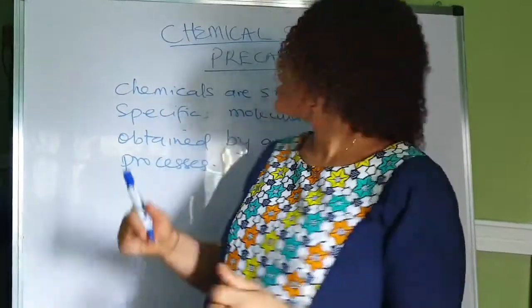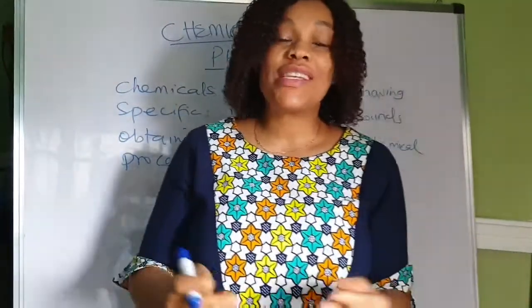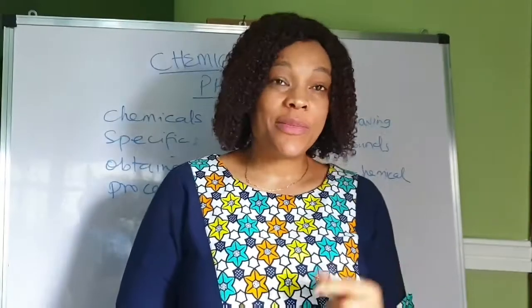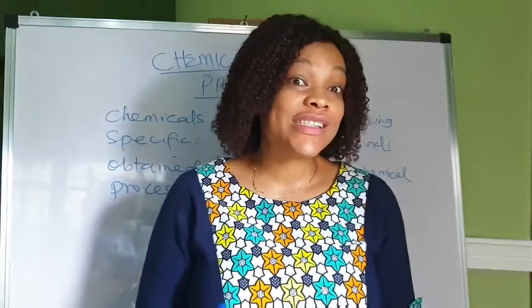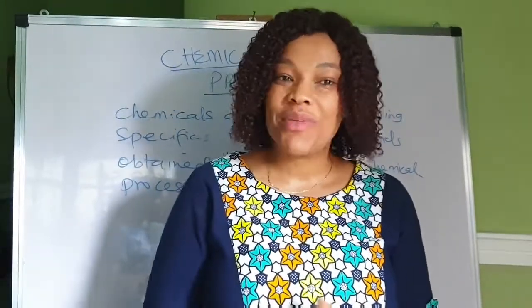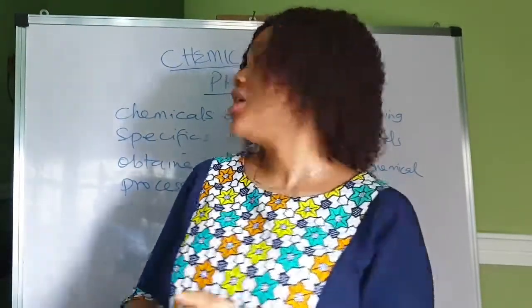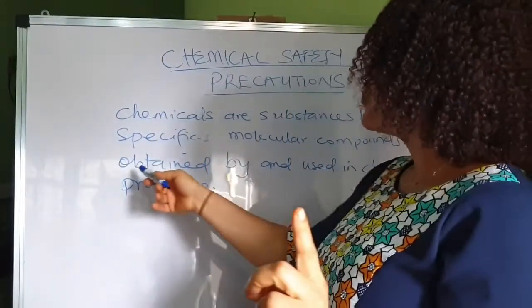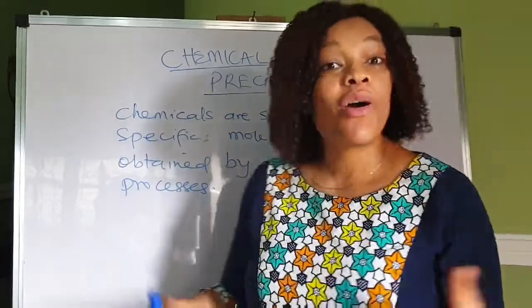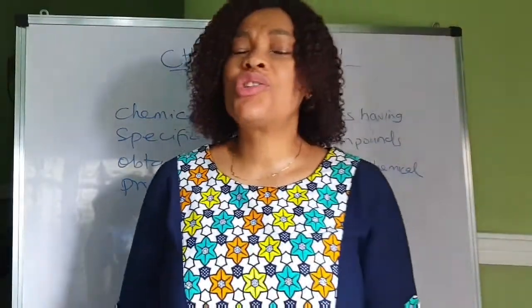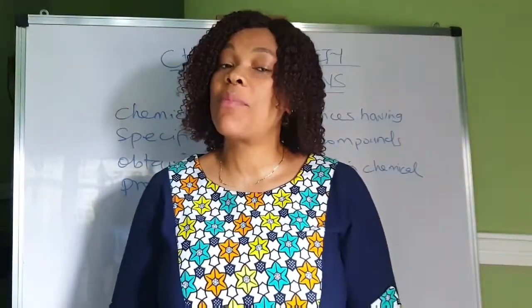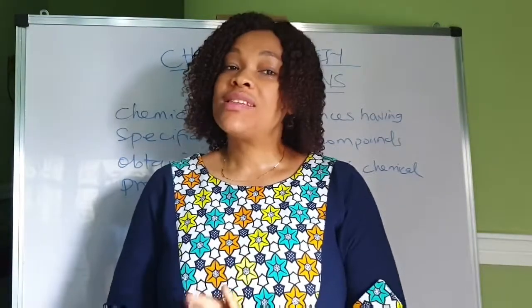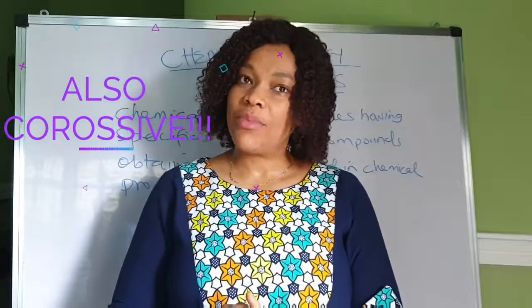So today we'll be looking at chemical safety precautions, especially safety precautions in the school laboratory. Before we talk about chemical safety precautions, we need to understand what chemicals are, because we work with chemicals every day, especially in the school laboratory. Chemicals are substances having specific molecular compounds obtained by and used in chemical processes. There are so many precautions we have to observe, because these chemicals can be very hazardous and also inflammable. So we'll be looking at some safety precautions that we have to take in the laboratory.